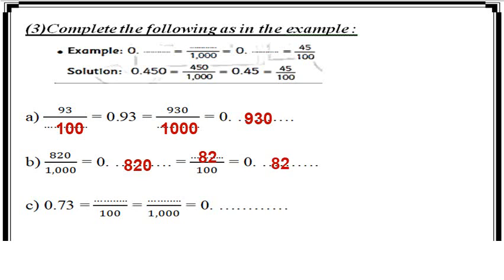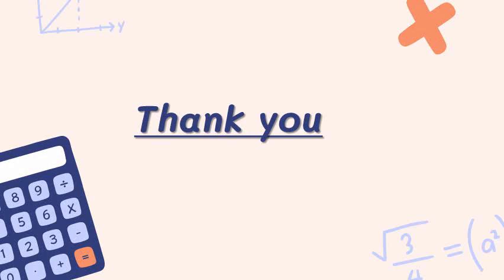In letter C, I have 0.73 equals dots over 100. What do we have here? It will be 73 over 100. And here 73 over 100 equals dots over 1000. 100 will be 1000 if we add one 0. So from up also we have to add another 0. So it will be 730. And now convert 730 over 1000 into a decimal number. So it will be 0.730.